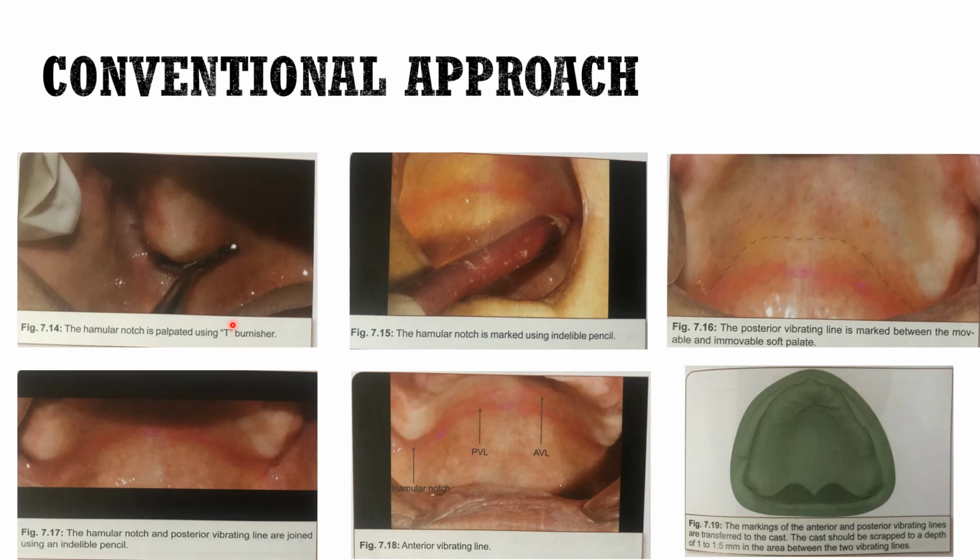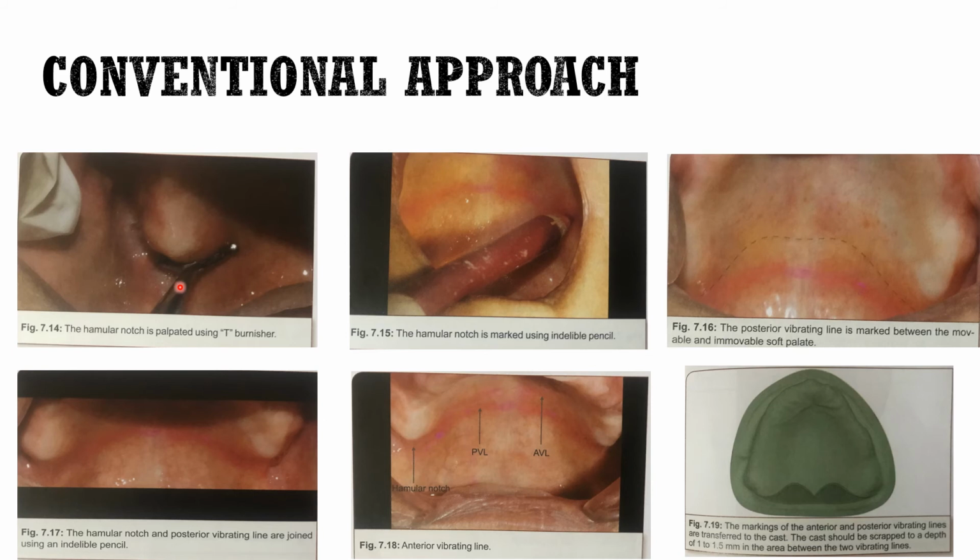Then you use a T-burnisher. This is the T-burnisher. The T-burnisher is used to locate the hamular notch by palpating posteriorly to the maxillary tuberosity on both sides. The full extent of the hamular notch is marked with a pencil. So first you use this T-burnisher and palpate the hamular notch.